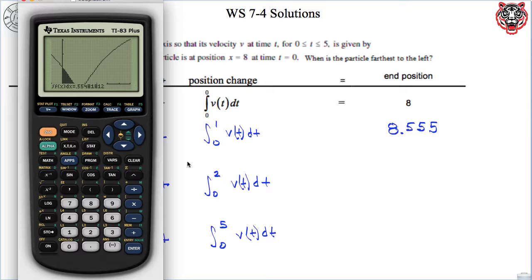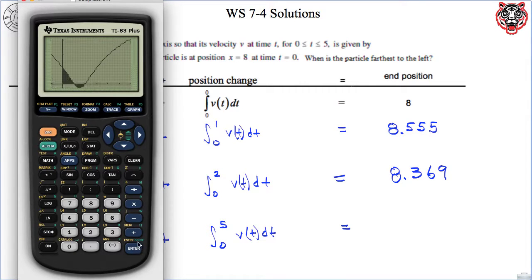Now I need to calculate between 0 and 2. So again, second trace to calculate. Then I'm going to hit 7, and lower is 0, enter. Upper is 2, enter. And remember that it's always going to be 8 plus whatever it gives us. So it's 8 plus 0.369 if I'm rounding. So it's 8.369. Good. And between 0 and 5, so second trace, 7, 0, enter, 5, enter.